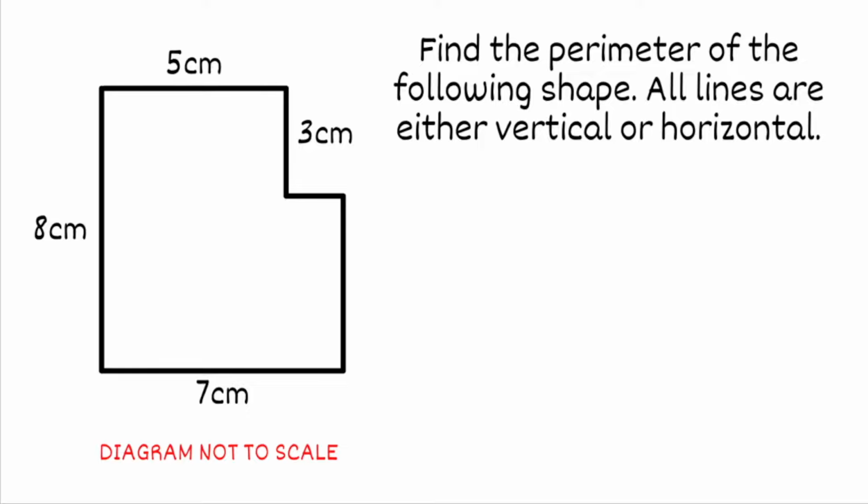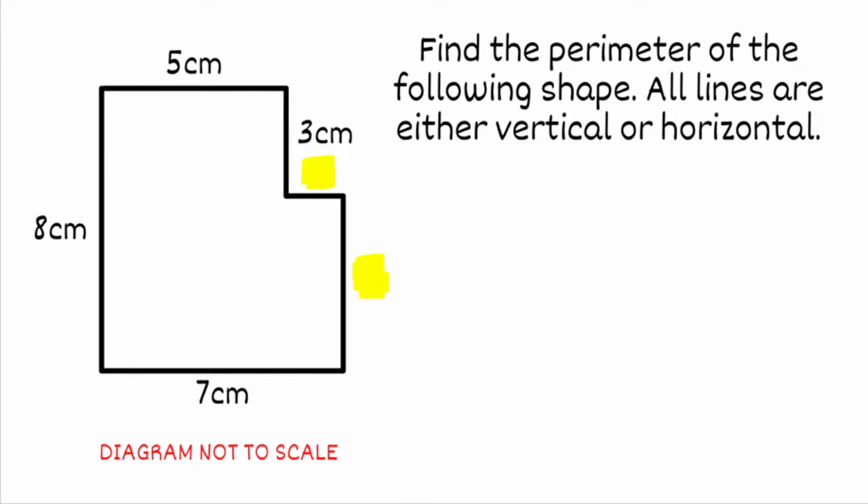So as we just said, to find the perimeter of any shape, all we've got to do is add all the sides together. So if we have a look at this shape, we can see that we've actually got some sides missing. We don't have a length for this little side here yet, and we don't have a length for this side here. But we can quite easily find these sides.